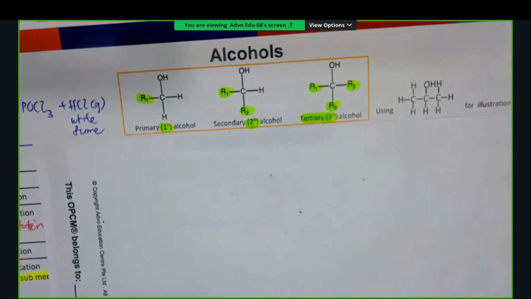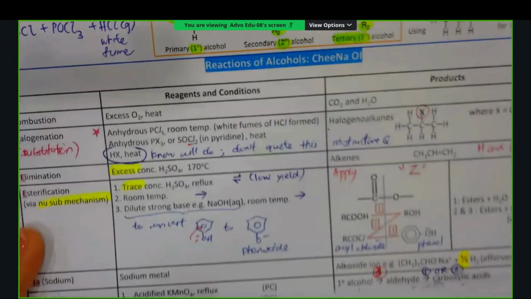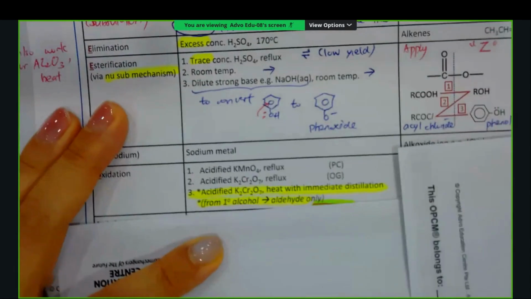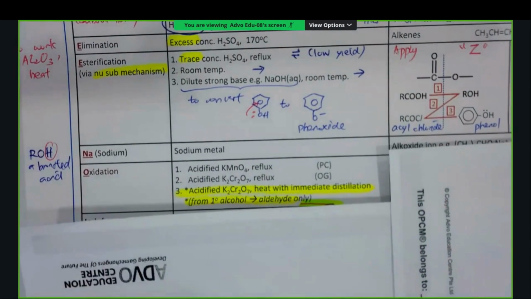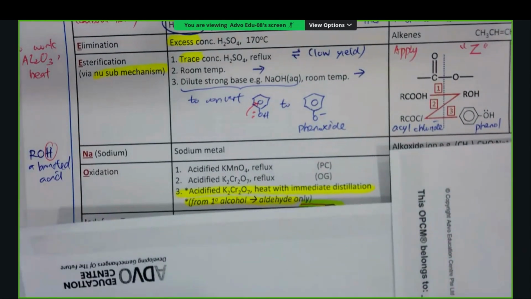Is it okay? Can you help me copy this down first? Then after I'll explain, okay? So the possible one we have is acidified KMnO4, heat under reflux. The PC is the same acronym we use in O level. Can you recall for me, what does the PC represent here?